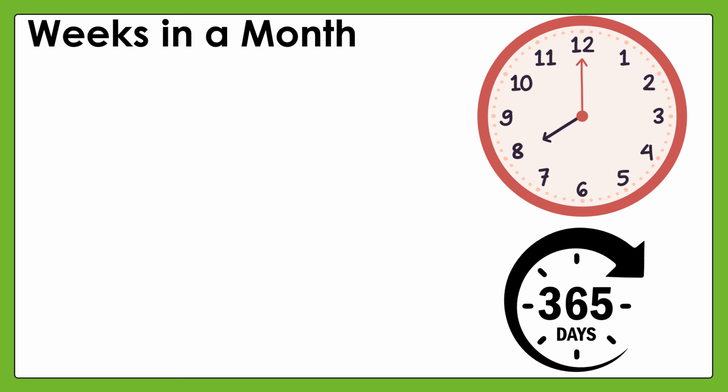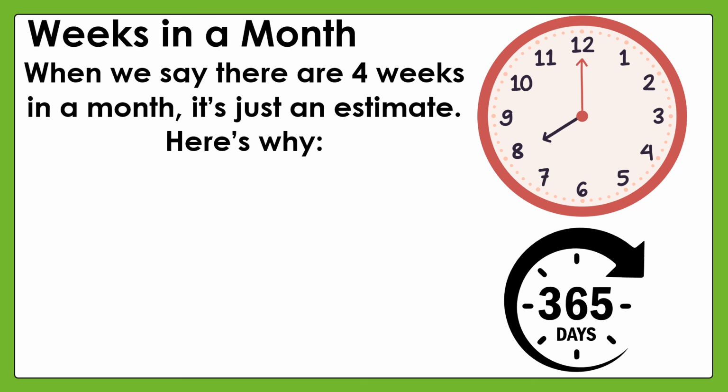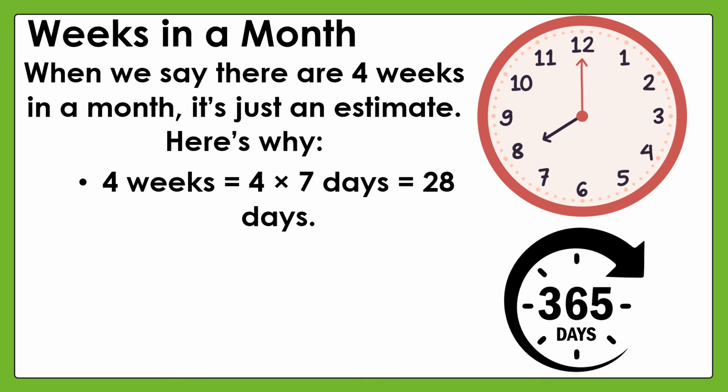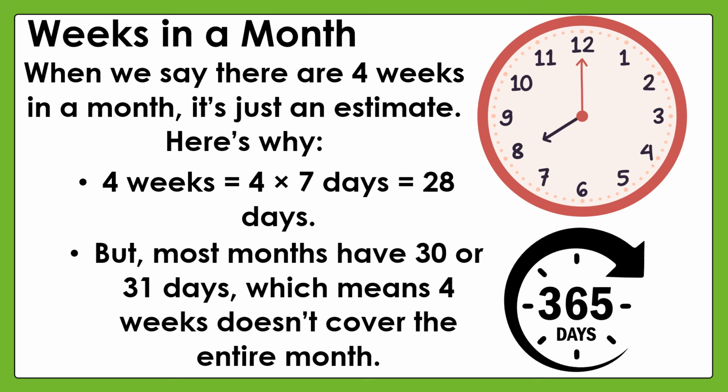Weeks in a month. When we say there are 4 weeks in a month, it's just an estimate. Here's why. 4 weeks is equal to 4 times 7 days. That is equal to 28 days. But most months have 30 or 31 days, which means 4 weeks doesn't cover the entire month.